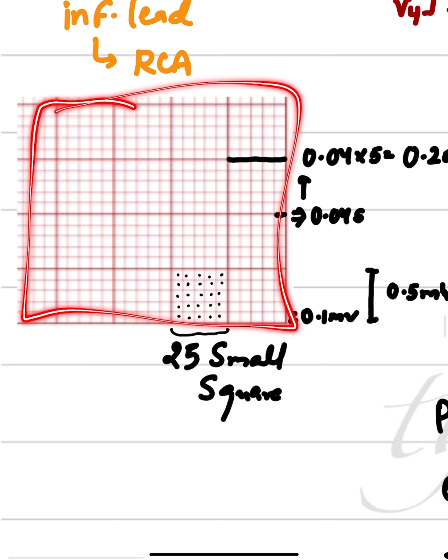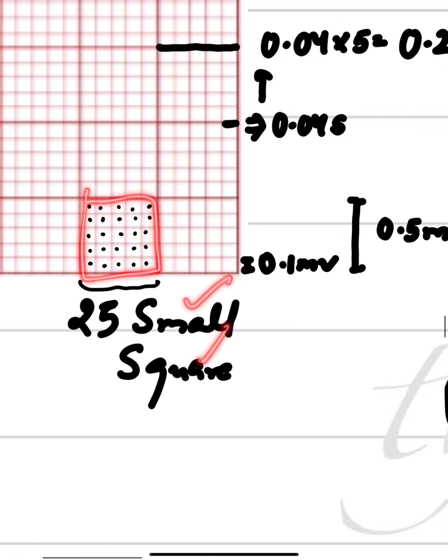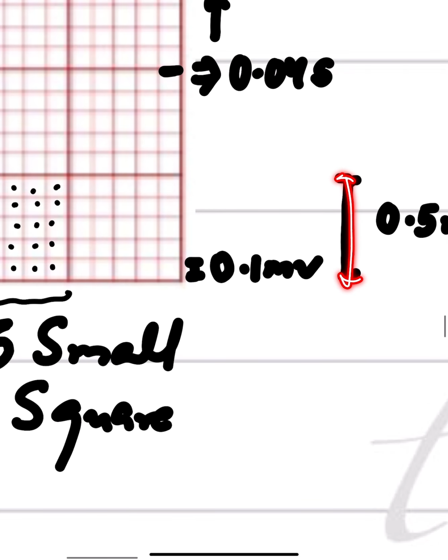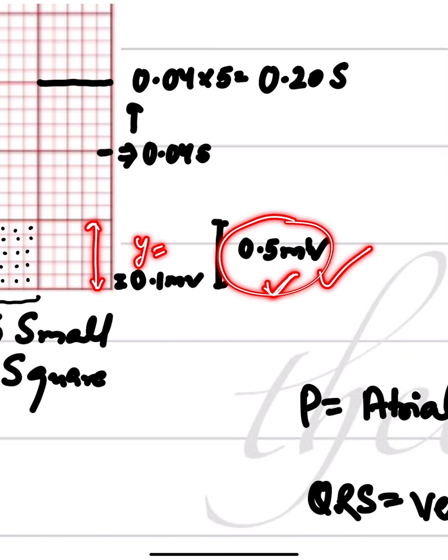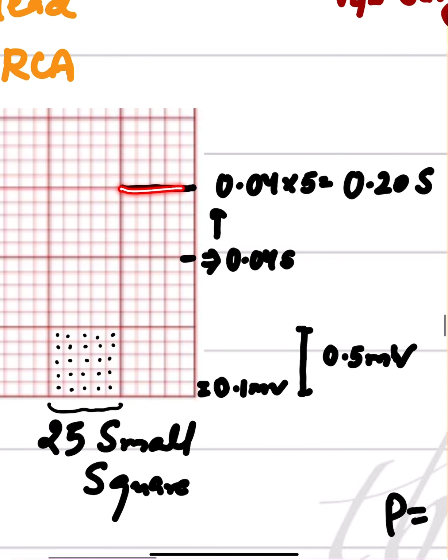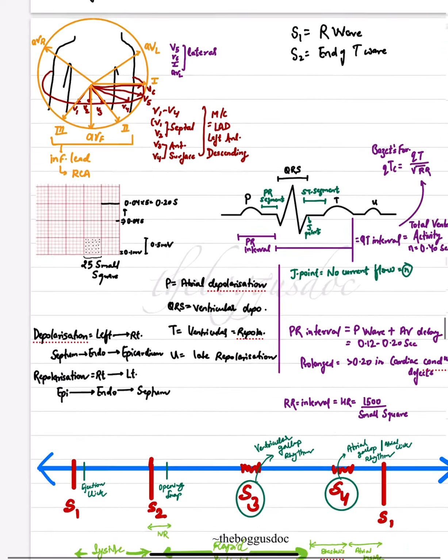If you look closely at the ECG, there are 25 small squares. In the height, one small square is equal to 0.1 mV, so 5 squares means 0.5 mV. On the y-axis we take voltage, and on the x-axis we take time in seconds. One small square is equal to 0.04 second, so one full block is 0.20 second.